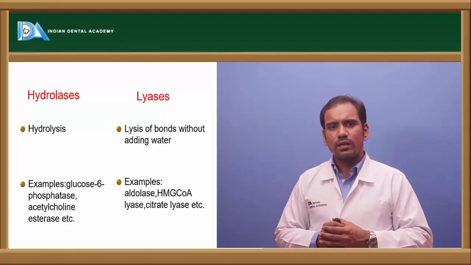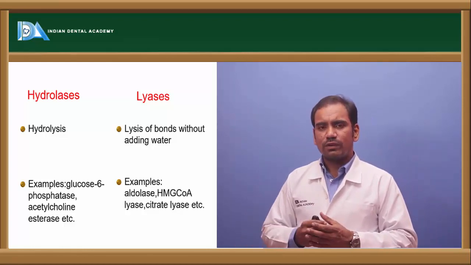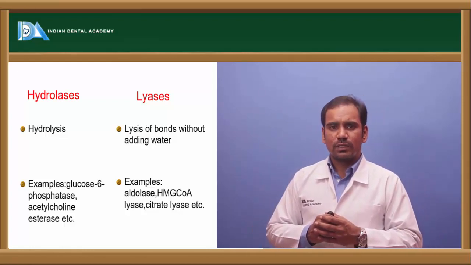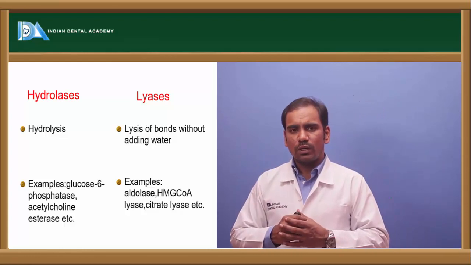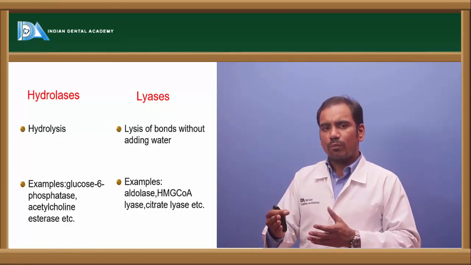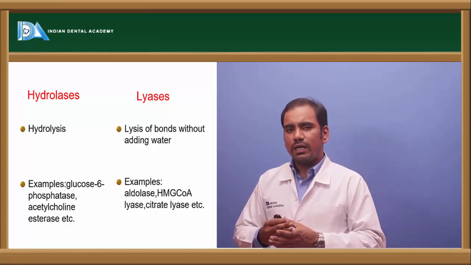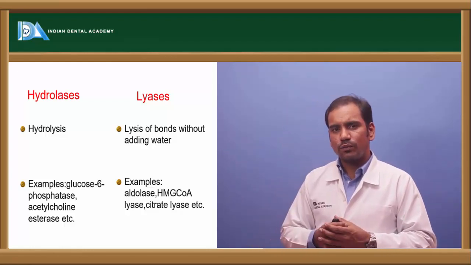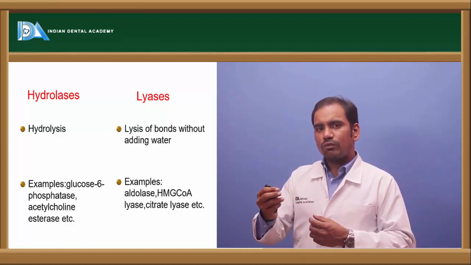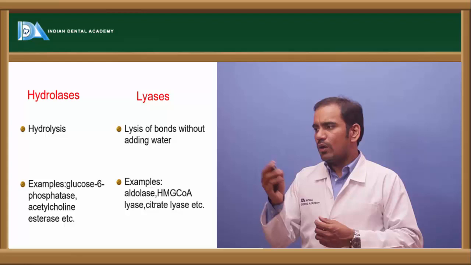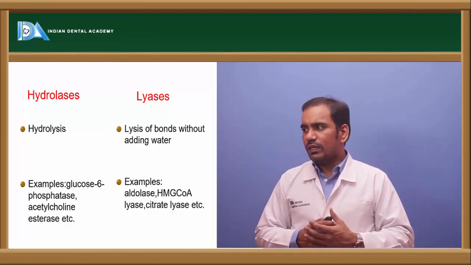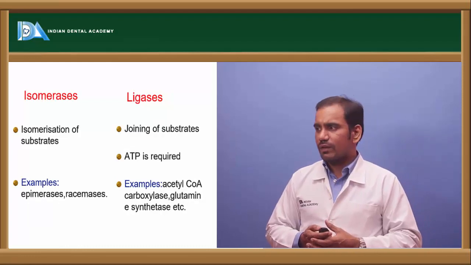In glycolysis, fructose 1,6-bisphosphate is converted to glyceraldehyde 3-phosphate and dihydroxyacetone phosphate. The 6-carbon compound, that is fructose 1,6-bisphosphate, is converted to two 3-carbon compounds, glyceraldehyde 3-phosphate and dihydroxyacetone phosphate. So here the bond is broken without the introduction of a water molecule. So that's why you call it a lyase. Right? So that's about the lyases, the fourth class of enzymes.